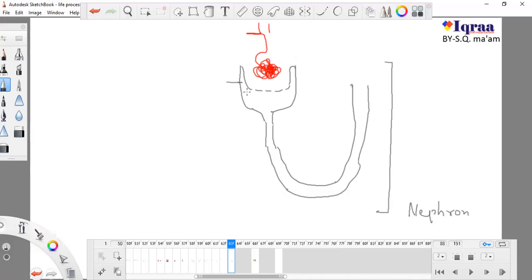And this particular cup-shaped structure is known as Bowman's capsule. Why Bowman's capsule? Because it was discovered by Bowman. And this bunch of capillaries forms a tangled hair structure. It is made up of blood capillaries, and it is known as the glomerulus.